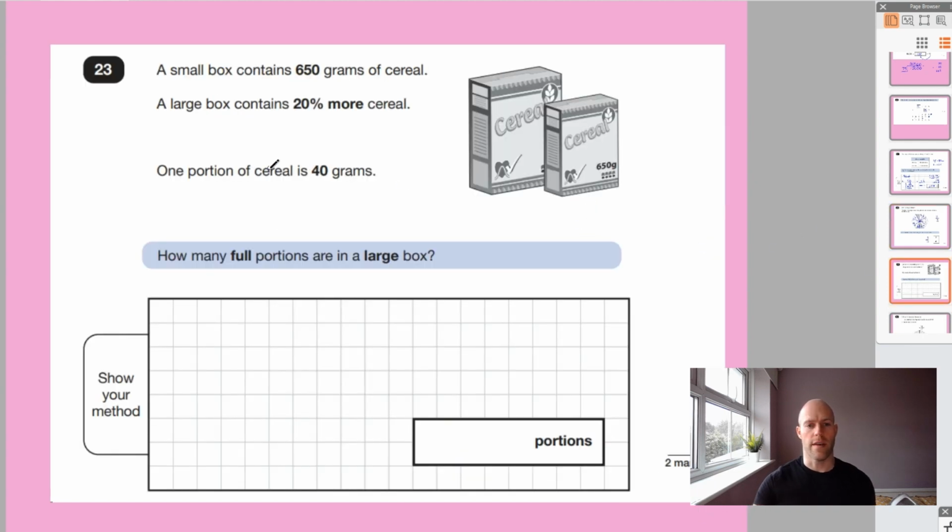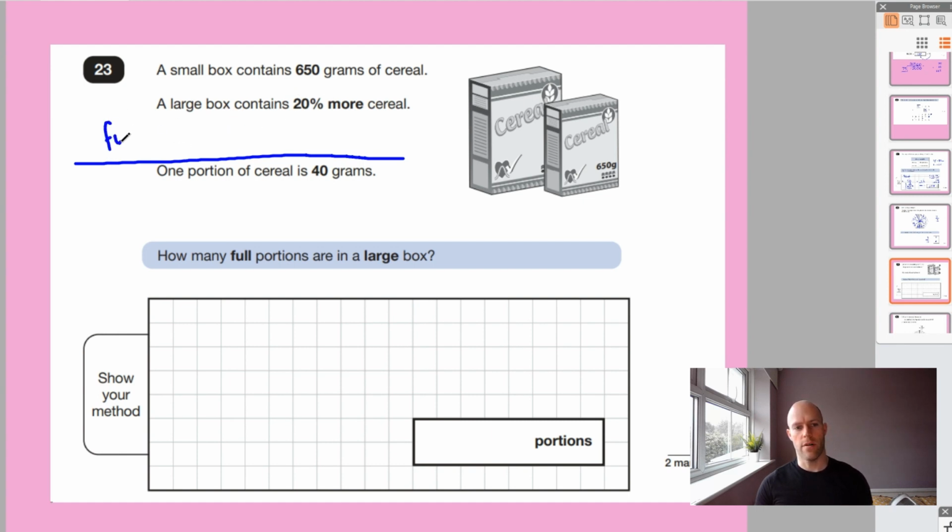A small box contains 650 grams of cereal. A large box contains 20% more cereal. One portion of cereal is 40 grams. Whoa, it's complicated, isn't it? So we've got the small box. We need to work out how much is in a large box first. Don't worry about the portion. Block that off. 20% more.